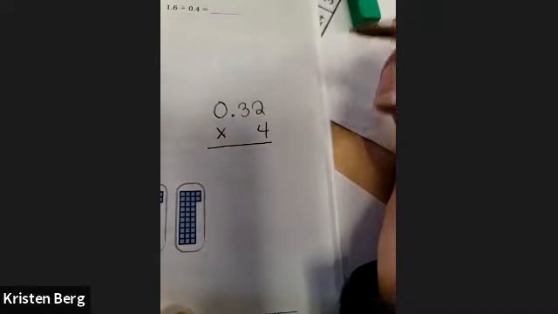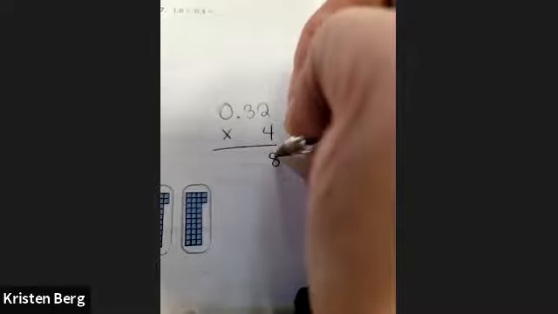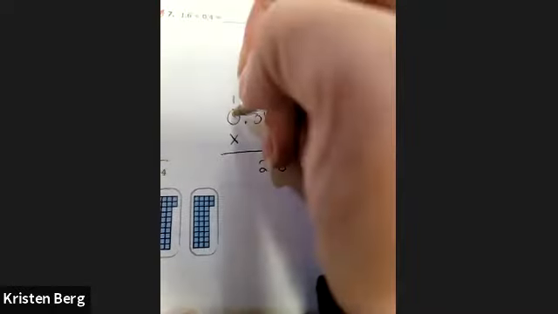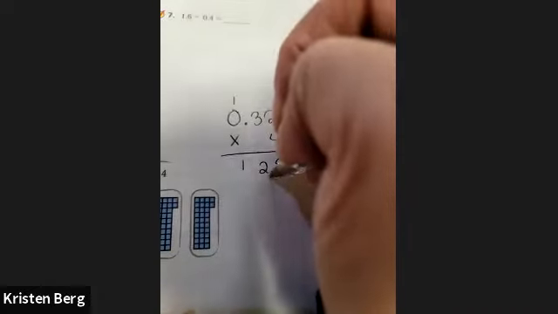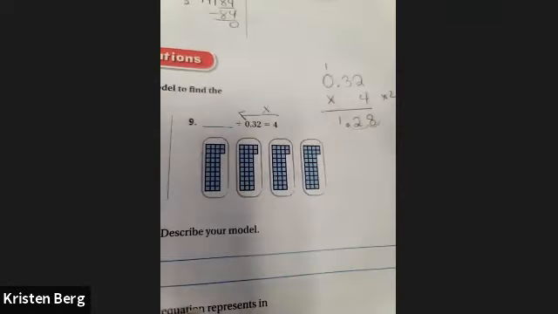Okay, so how many numbers are after the decimals? There are 2. So now I just multiply like normal. That would be 8. Here is 12, carry your 1. Then 4 times 0 is 0, plus 1 is 1, and bring in your decimal 2 places. So your answer is 1 and 28 hundredths.